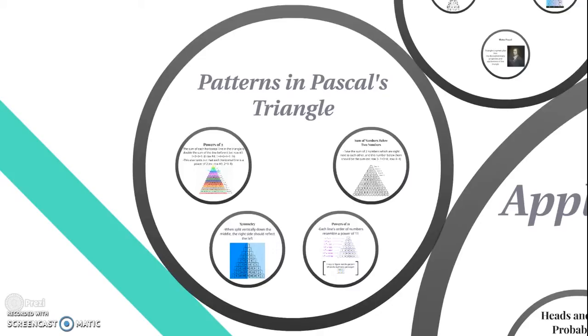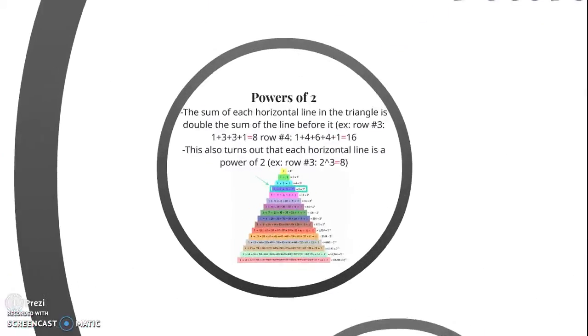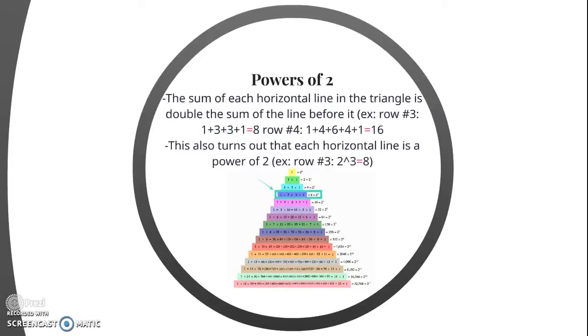The next topic that we're going to cover is the patterns of Pascal's triangle. One of these is the powers of 2. This is that the sum of each horizontal line in the triangle will be double the sum of the line before it. So, our example is row 3: all of those numbers add up to equal 8, and then in row 4 they all add up to equal 16.